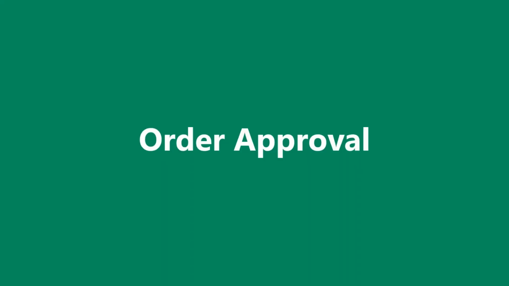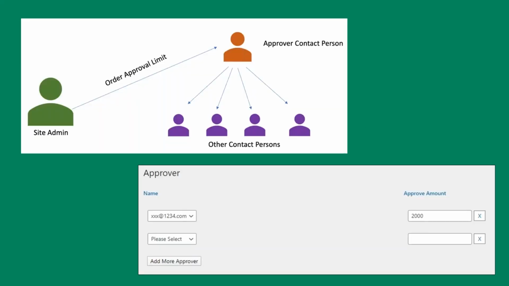Next comes order approval. So what is the order approval feature? With order approval, the website admin selects an approver from a company and sets a limit of approval. That approver will have to approve every order of a specified amount given by other contact persons. Suppose in a company there are 5 contact persons. So a site admin makes contact person 1 the approver of that company and sets a limit. Any order placed by the other contact persons above X amount needs an approval before the order is processed.